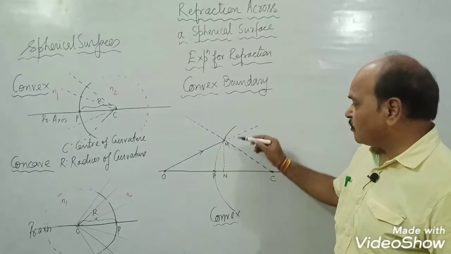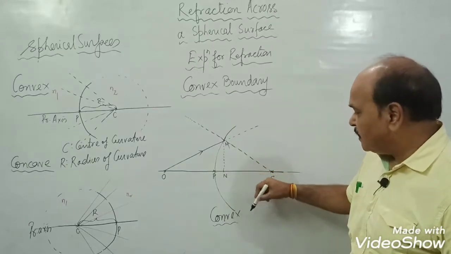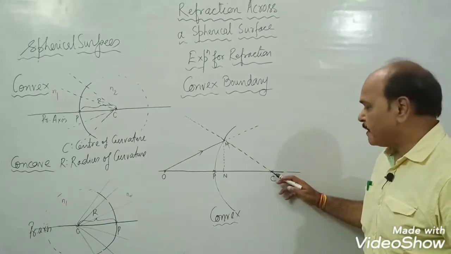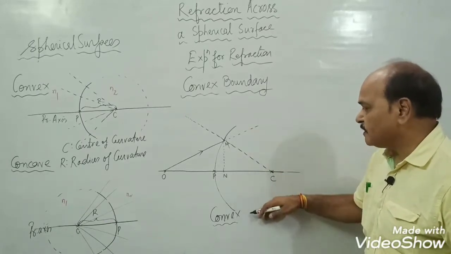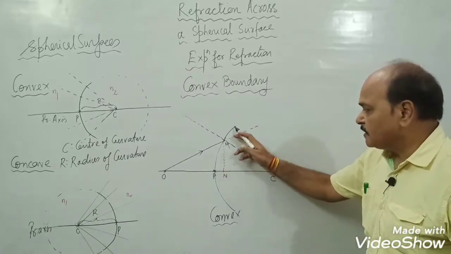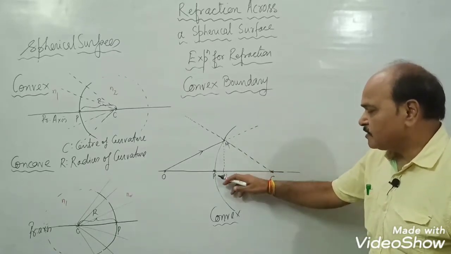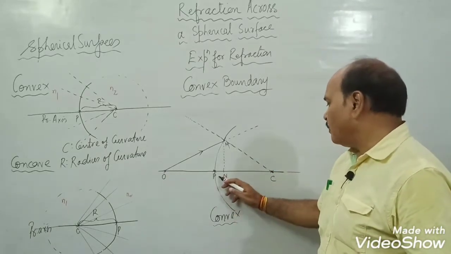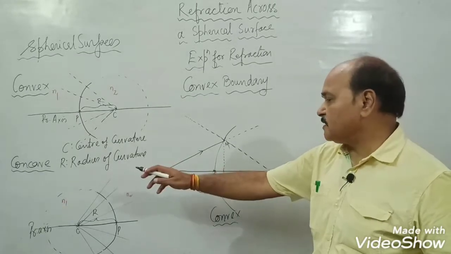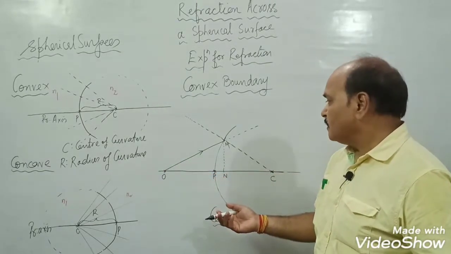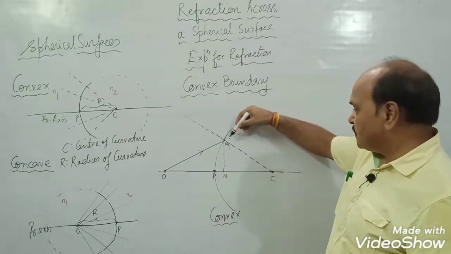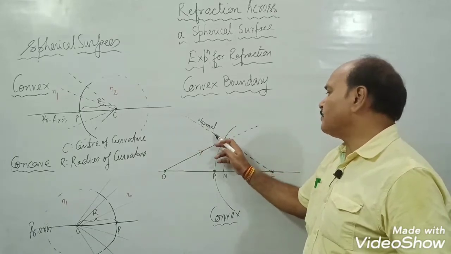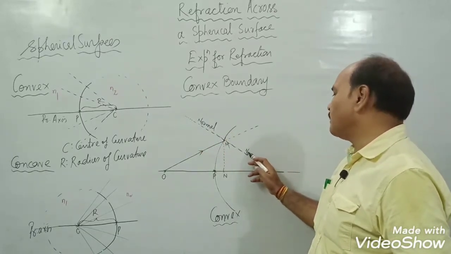Well, this is a convex surface, and C is the center of curvature of the convex surface. This P is the center of this boundary, which is called the pole or optical center. The line joining the pole and the center of curvature is the principal axis. You know it already. And the line passing through the center of curvature is the normal. This is the normal at point M. Remember, this is the normal.